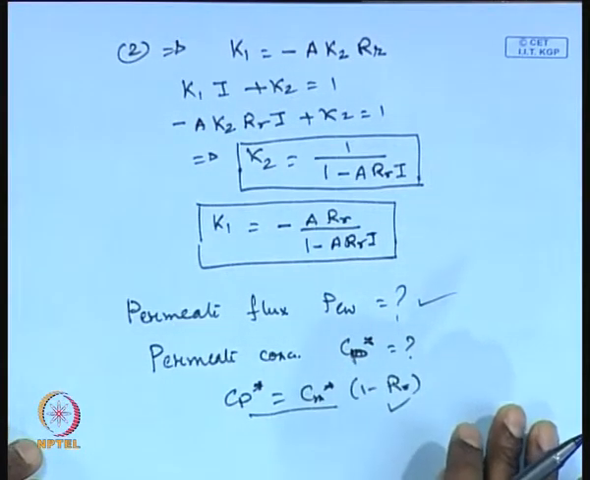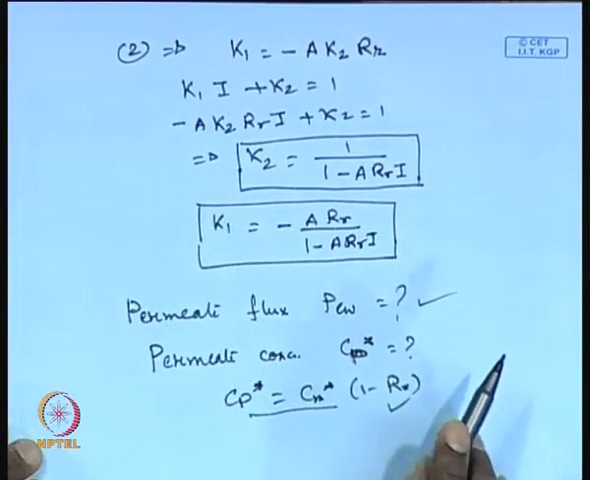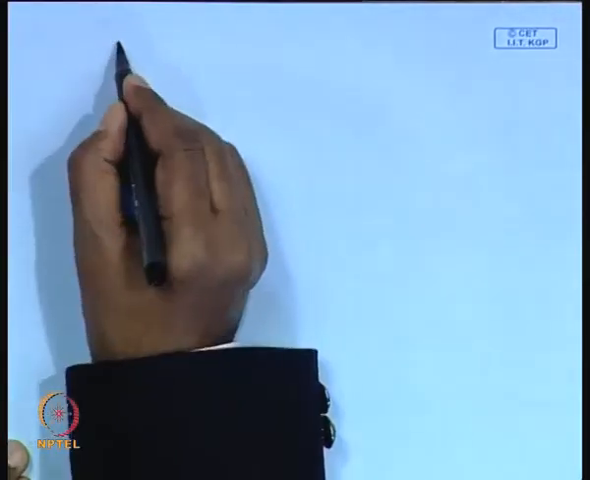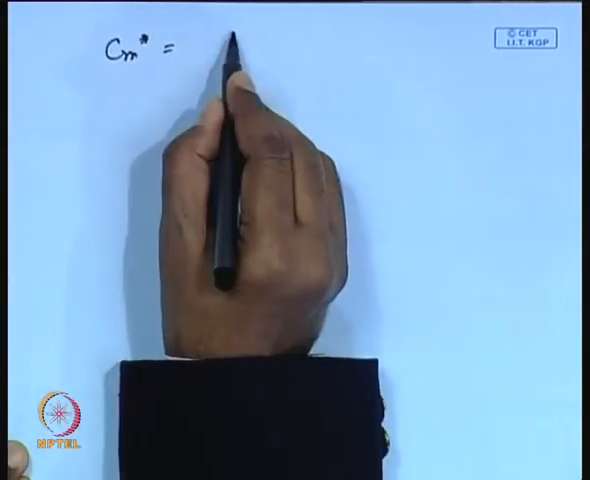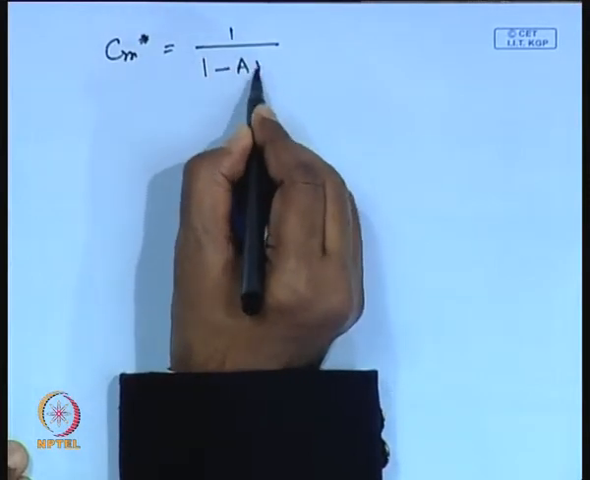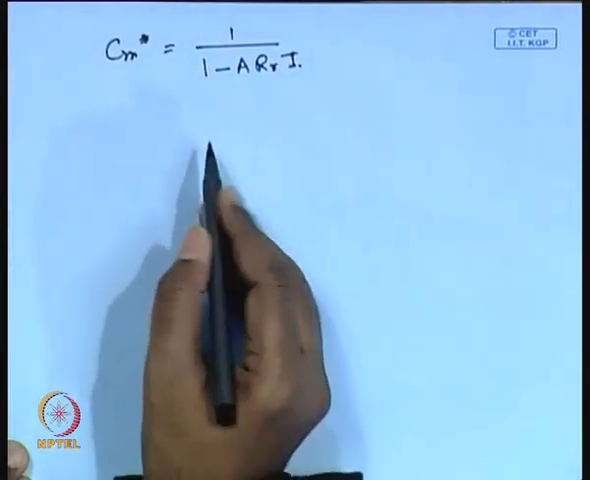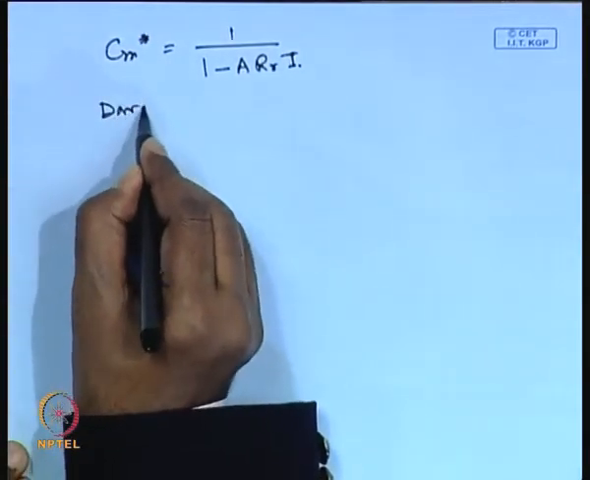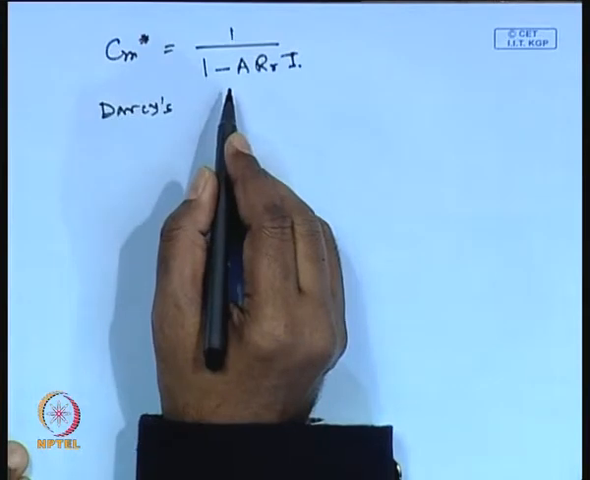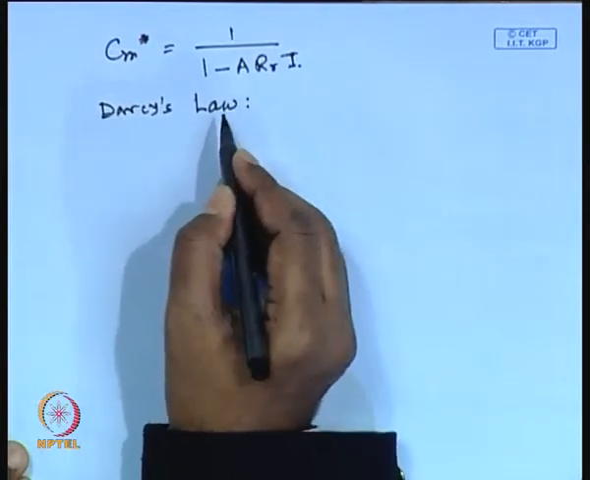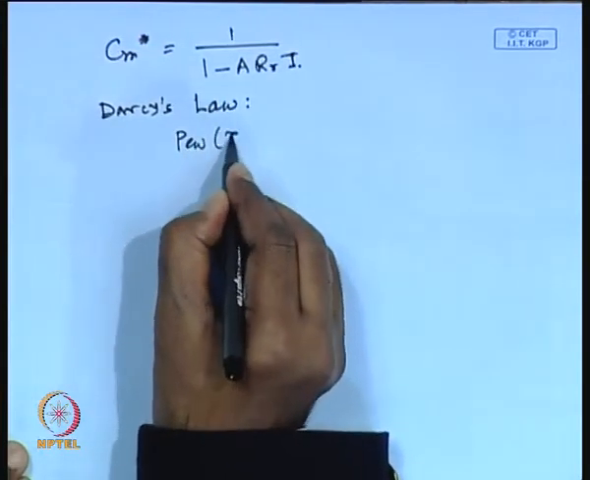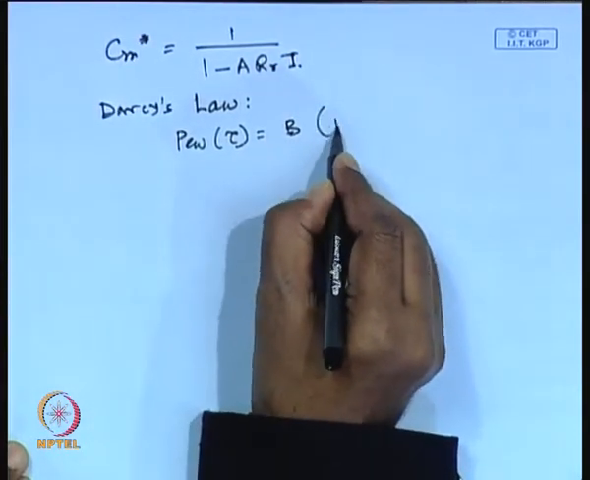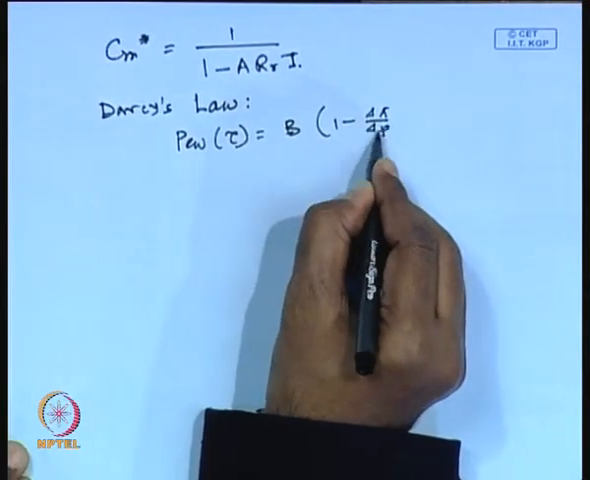Now, if you look into the derivation earlier, Cm star was nothing but the constant K2. So, we write down that Cm star, which is the constant K2, is equal to 1 over 1 minus A RRI. And Darcy's law will be valid as the solvent flux equation through the porous medium for every point of time. If you remember, the non-dimensional form of Darcy's law will be Pw equals tau B into 1 minus delta pi divided by delta P.